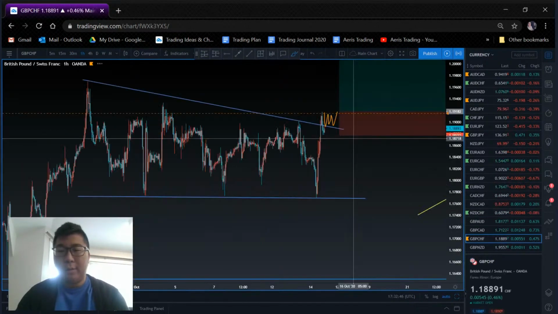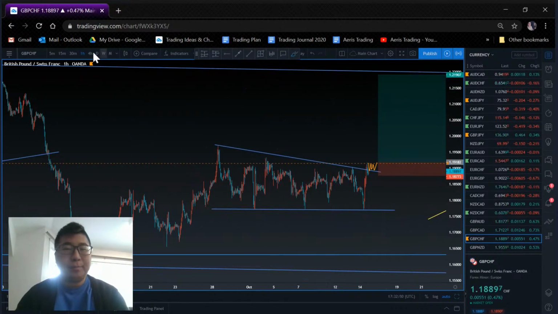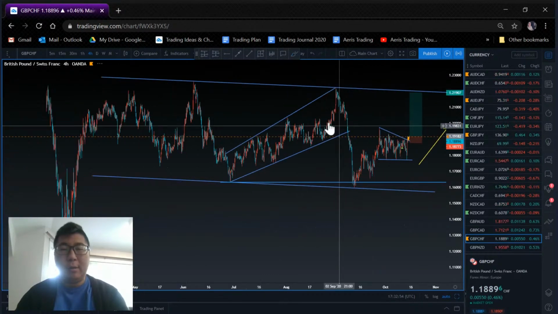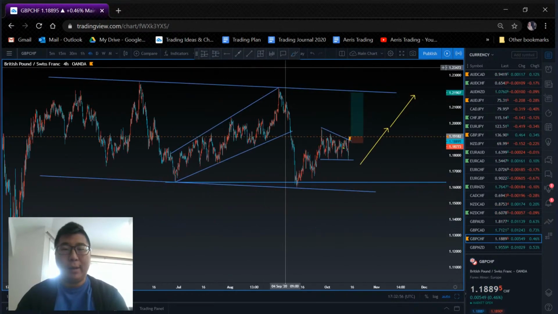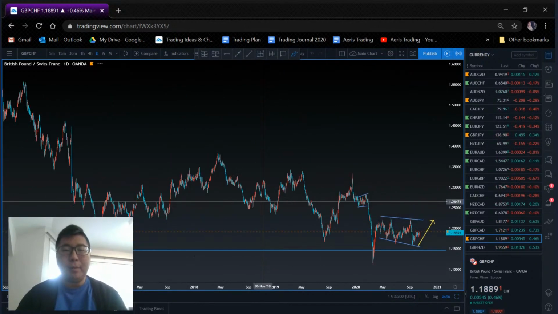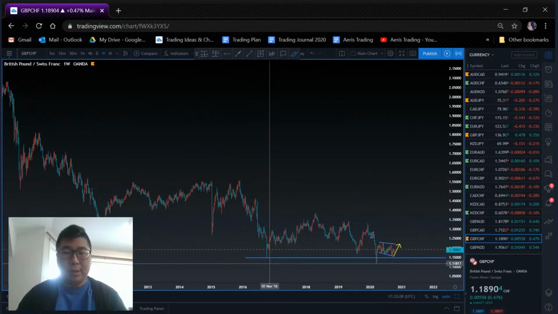Last one to go over, Pound Swiss, right? When I look at this, I'm looking from a higher time frame perspective. If we zoom out here on the daily, looking at the higher time frame, this is pretty much the all-time low. If I zoom out here, pretty much this is the all-time low.